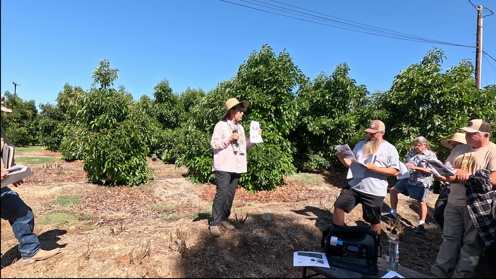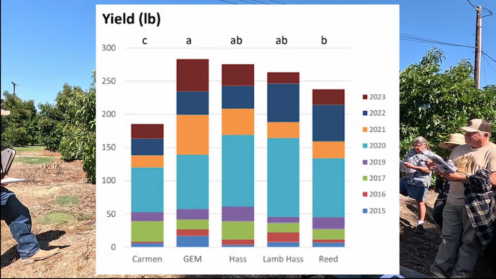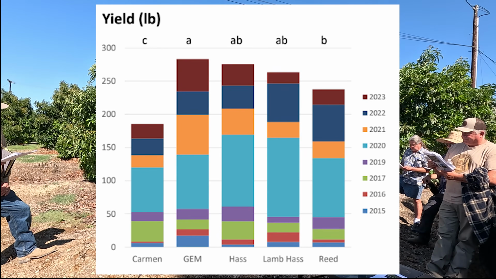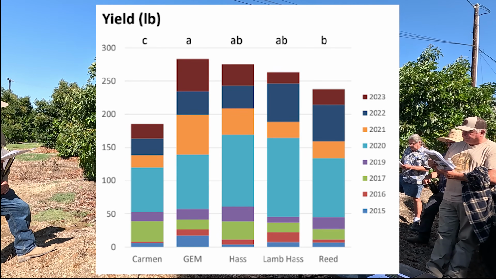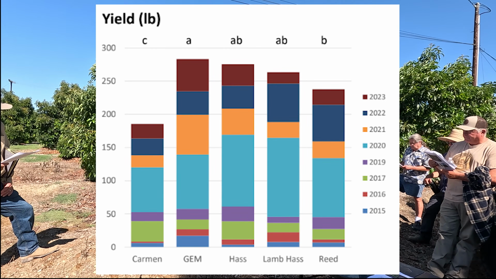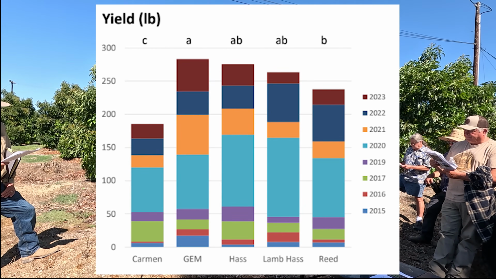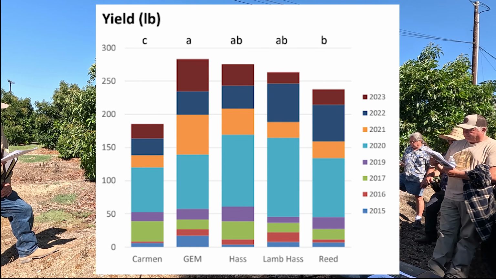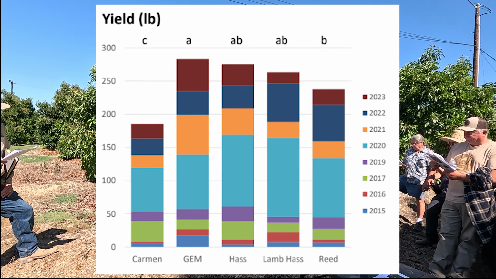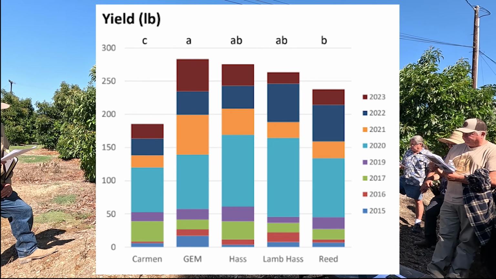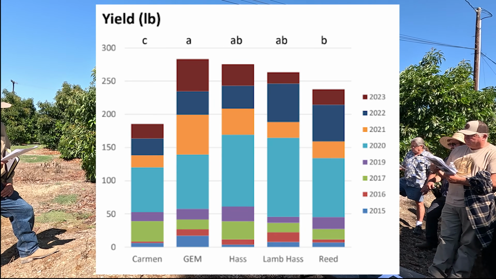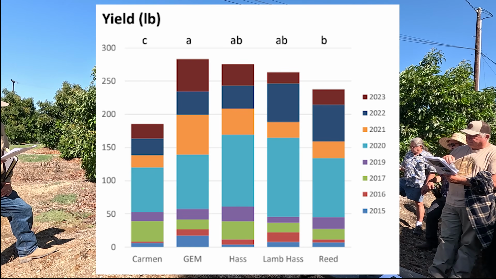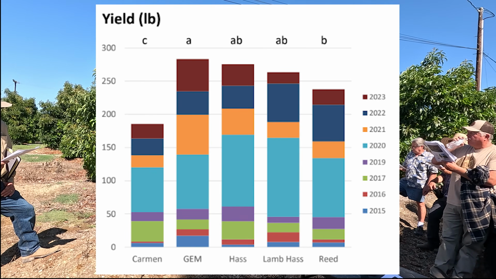This is how much fruit we picked off the trees. So this is a cumulative yield, so you can see that there's alternate bearing going on because the colors of the bars vary. But you can see, if we look at the pounds per tree, Gem has the highest numerical value, but it's not significantly different than Hass or Lamb Hass. So over the course of all the years that we've collected yield data at this site, there's no significant difference between Gem, Hass, and Lamb Hass.